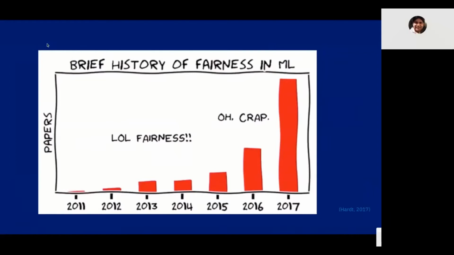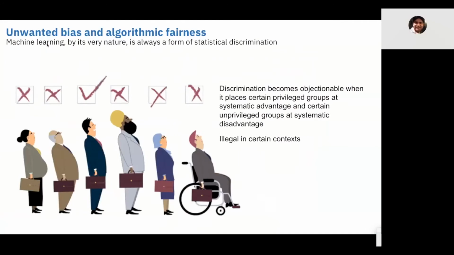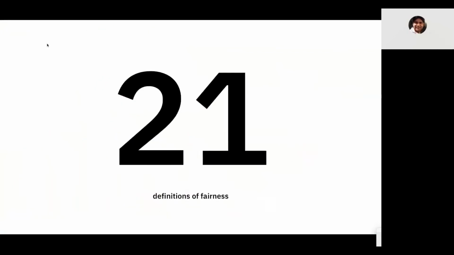I think it was not until 2017 that people actually said, this really matters, and we should be looking into it. Machine learning, by its very nature, is always a form of statistical discrimination. It becomes objectionable when it places certain privileged groups at an advantage. And in certain contexts, for example, it's illegal to give a result based on a person's race, gender, or age within the United States, for example, and in many other countries.